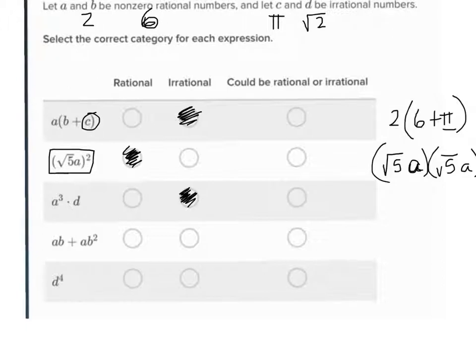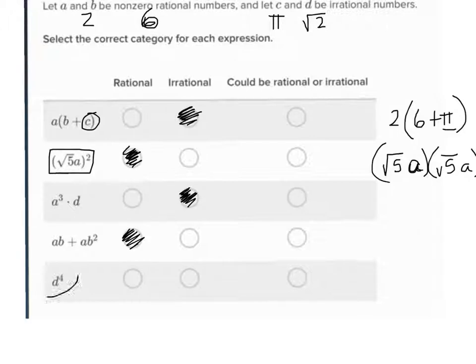And let's look at the fourth one, this one. A times B plus AB squared. So I'm taking a rational and multiplying by another rational, and I'm taking a rational and multiplying by a rational squared. So we're dealing all in rationals here. And so since we're dealing all in rationals, it's going to be rational.